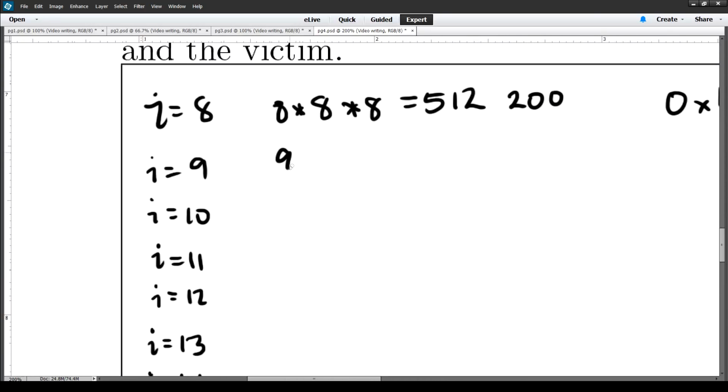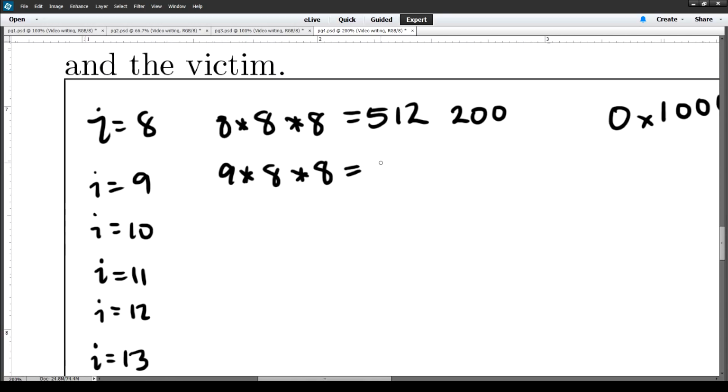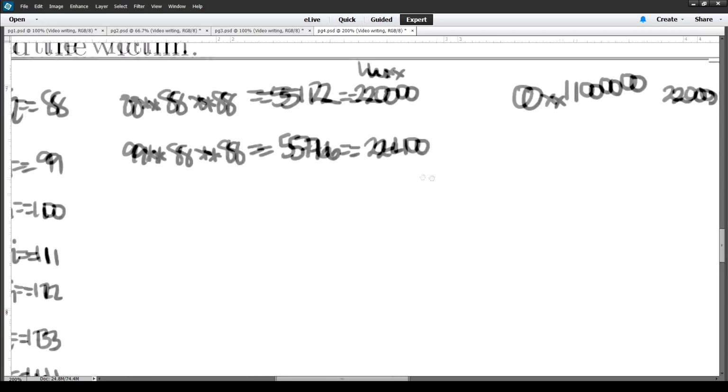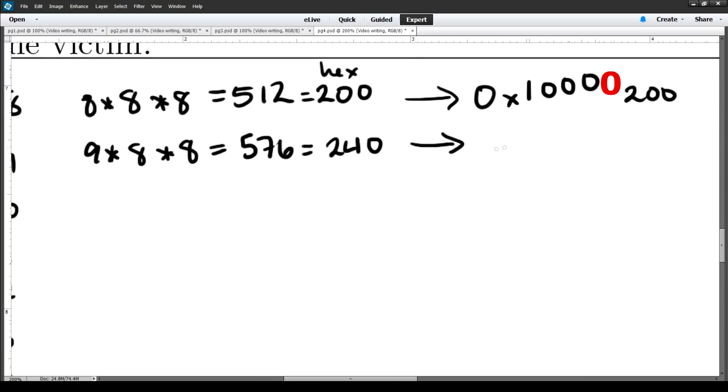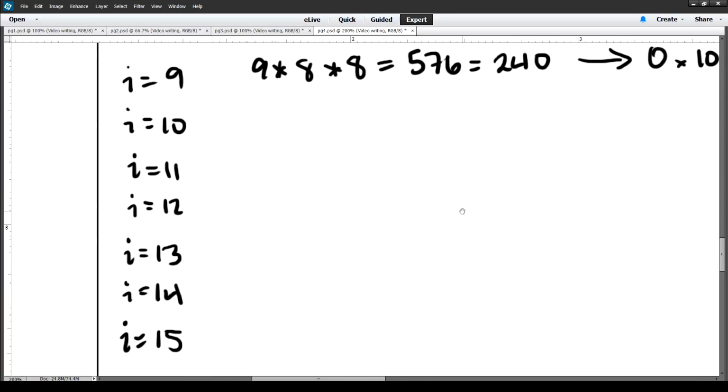And we'll repeat this again. 9 times 8 to get the element that we're accessing, times 8 for the number of bytes, and this comes out to 576. We're just going to repeat this for the rest of these.